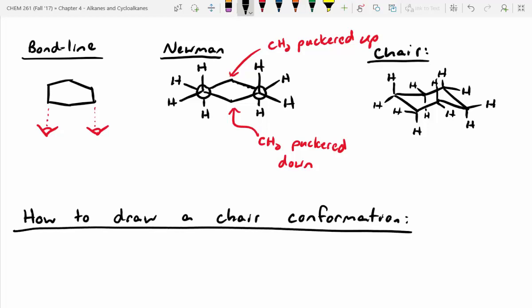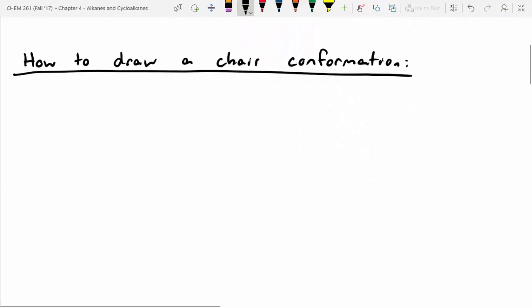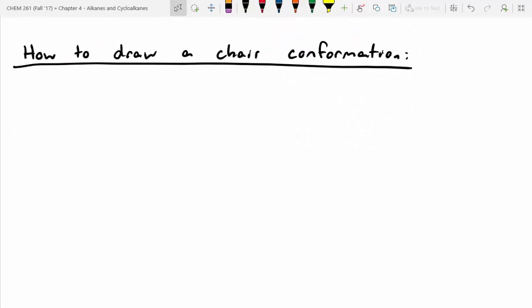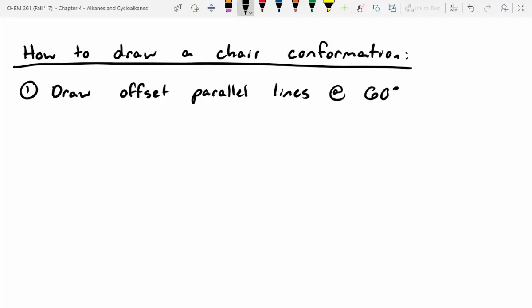All right, and I'll explain why people call it a chair too at the end. All right, so the first one is draw offset parallel lines at approximately 60-degree angles. It doesn't need to be perfect, obviously. What it really means is you've got one line angled up like that, and then another line right below it angled like that. Make sense? That's the starting point.